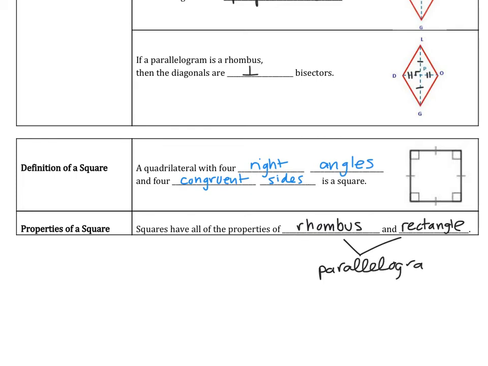So just to be extra clear, a rectangle is a type of parallelogram. A rhombus is another type of parallelogram. A square can be a type of rhombus, a type of rectangle, or a type of parallelogram. It falls into all three, and it takes all of the properties into one.